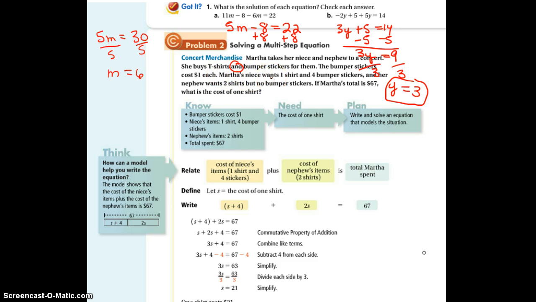Martha's niece wants 1 shirt and 4 bumper stickers. Another nephew wants 2 shirts, but no bumper stickers. If Martha's total is $67, what is the cost of 1 shirt? Well, let's take a look. So Martha's niece wants 1 shirt, so 1 shirt and 4 bumper stickers. And then the nephew wants 2 shirts and 0 bumper stickers, so I guess I didn't need to put that.